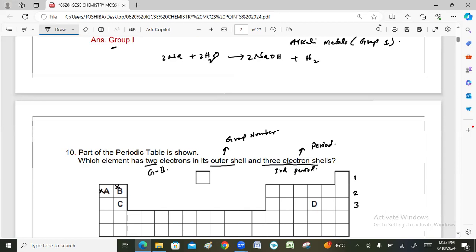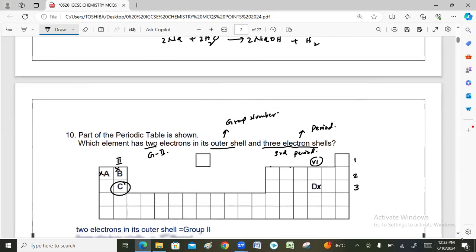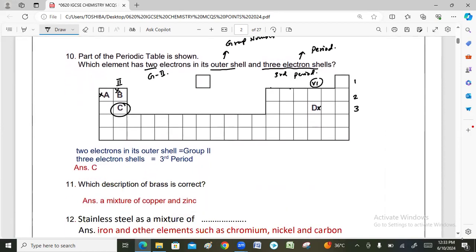Now, group 2, there is just one element in group 2. This is group 2. This is 3, 4, 5, 6. This is group 6. So you can eliminate D. So it means that C is the appropriate answer. C is in group 2 and period 3.